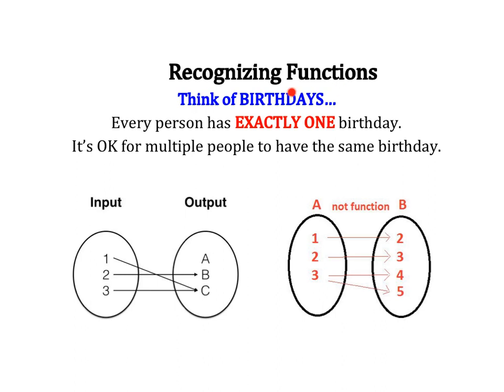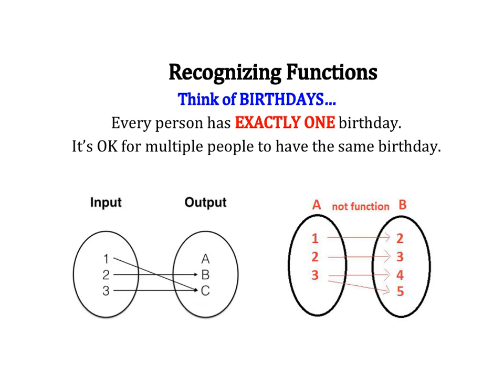How do you recognize a function, and what does it mean to say every input has exactly one output? I like to think of it as birthdays. Every person has exactly one birthday. There's no one on earth that has two birthdays, right? You have exactly one birthday. That kind of represents a function. If you look here, our inputs all have exactly one output. They all have exactly one birthday.